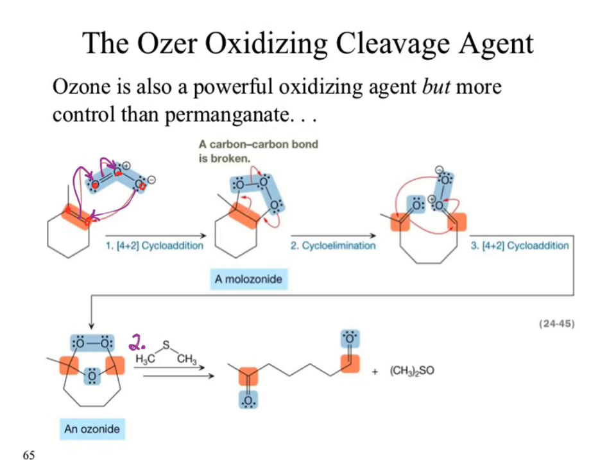Look at the net result. There were 3 oxygens in the ozonide. How many oxygens in our final organic product? 2. What happened to the 3rd oxygen? It reacted with our other reagent, our second reagent, which they've shown. It would have been nice if they'd shown the structure.